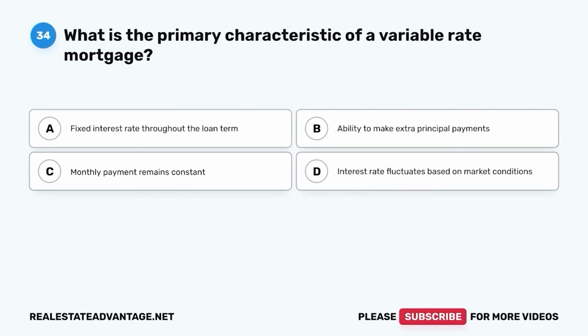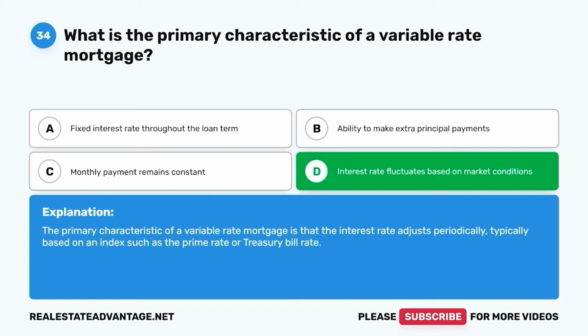The primary characteristic of a variable rate mortgage is that the interest rate adjusts periodically, typically based on an index such as the prime rate or treasury bill rate.